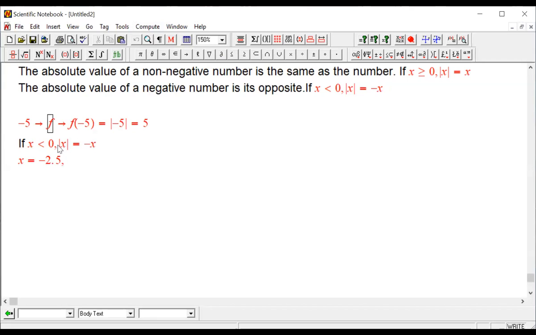According to this statement, when x equals -2.5, we're going to replace x by -2.5. And negative of -2.5 equals 2.5. It works. So in the end, we do get the absolute value of -2.5 is equal to 2.5. So that works, okay? Feel free to try a few more examples.